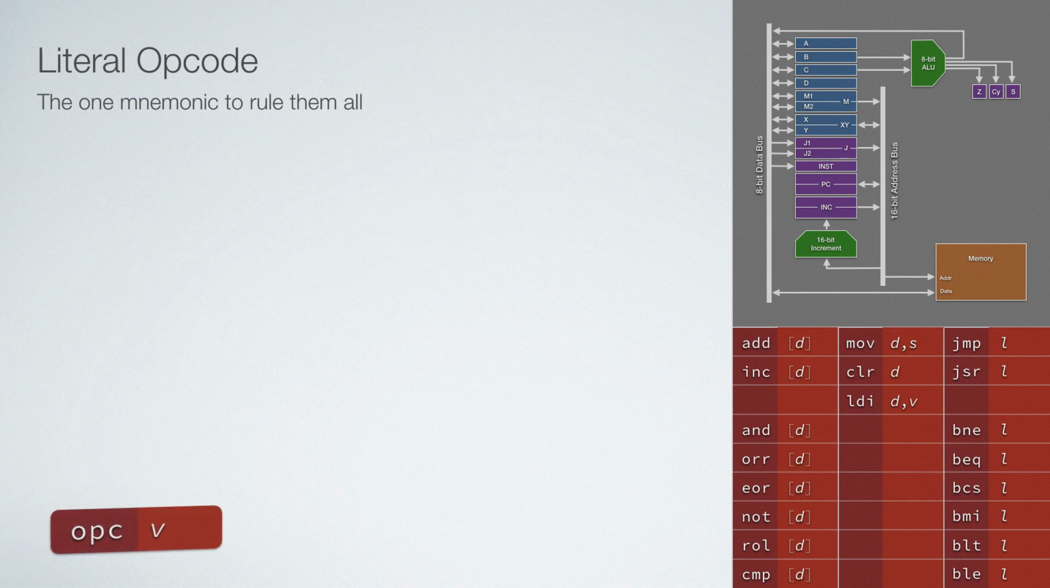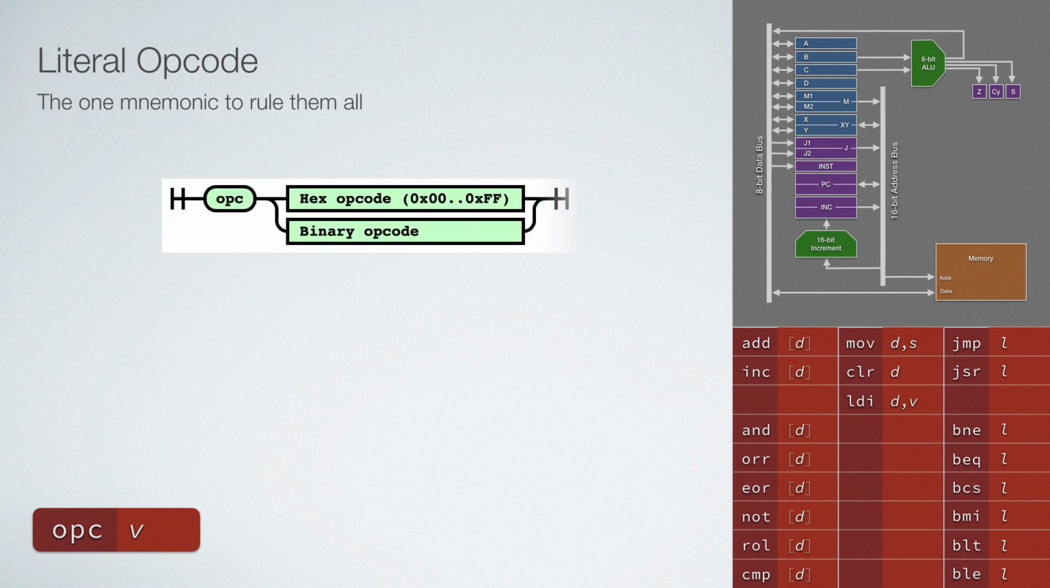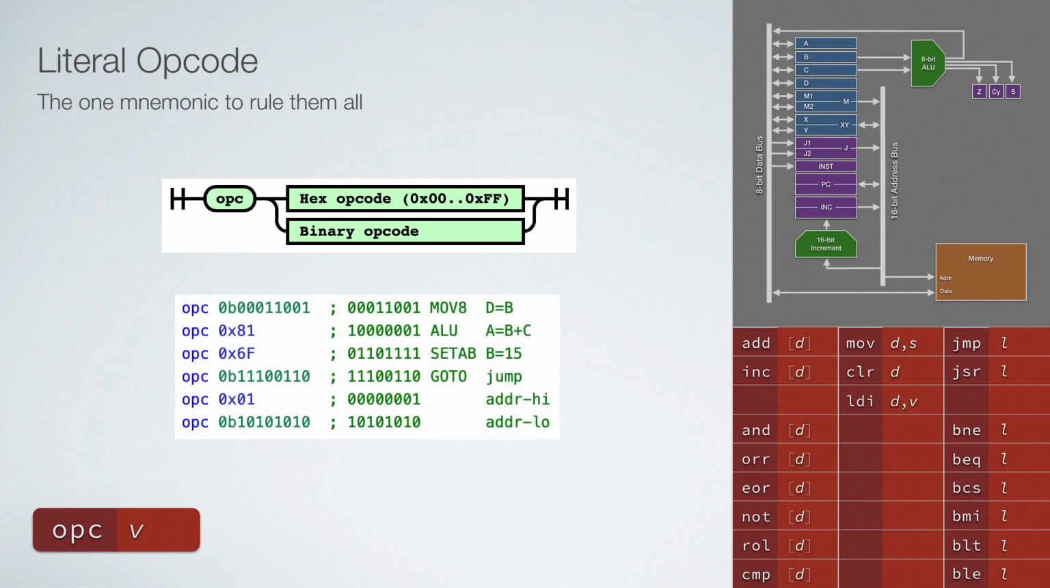Basically, it's a mnemonic to do an opcode. So it takes the form of OPC for opcode and then a straight value. Railroad-wise, it looks like this. You can either provide a hex opcode from 00 to FF, or you can do it in binary. And some worked examples look like this.